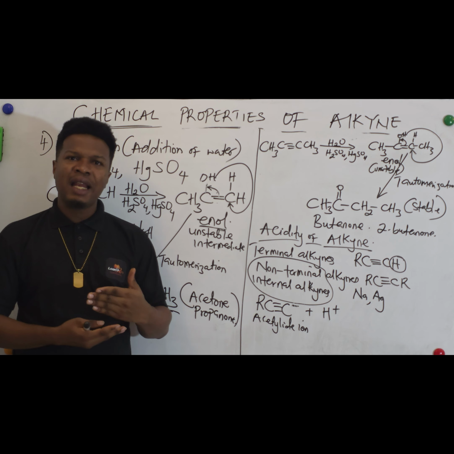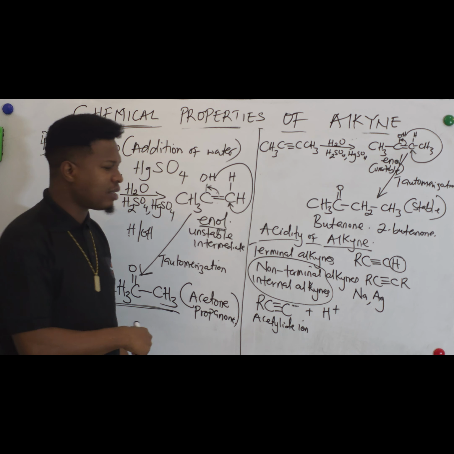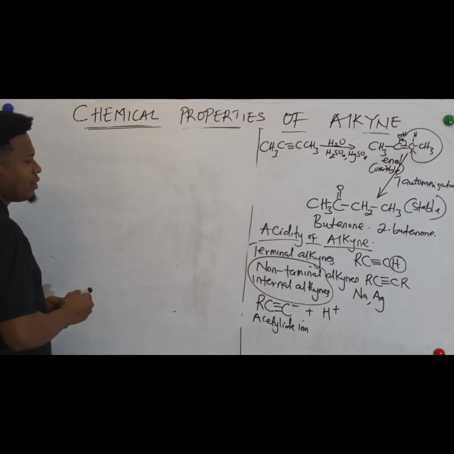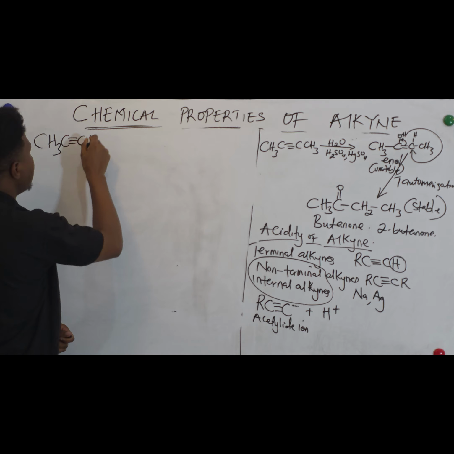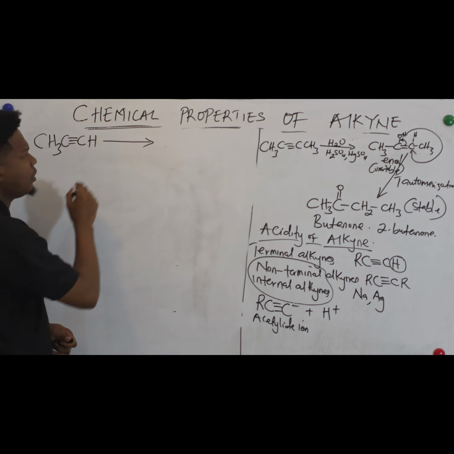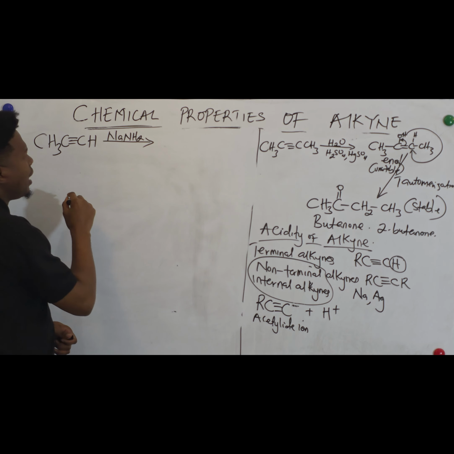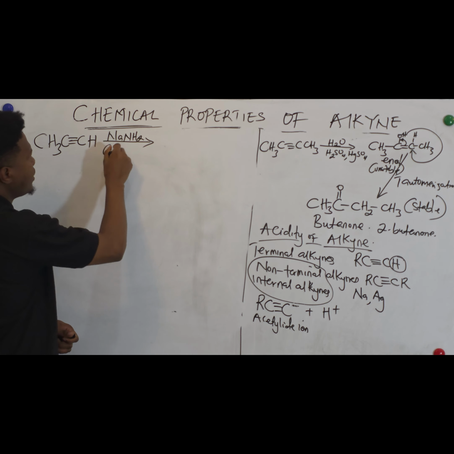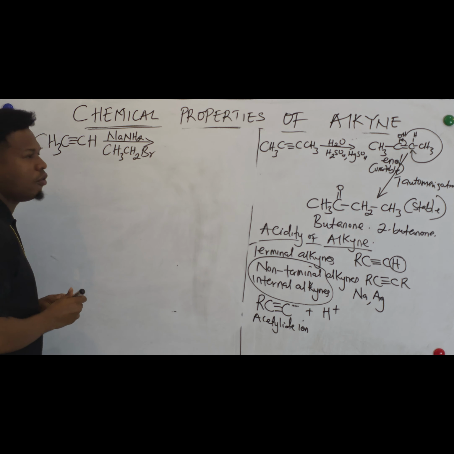Okay, a terminal alkyne can be subjected to several reactions that can lead to the elongation of the alkyne. Let me show you, for example. Look at this reaction. Let's say I have CH3, C triple bond CH, and we are reacting this alkyne first with sodium amide and second with ethyl bromide.